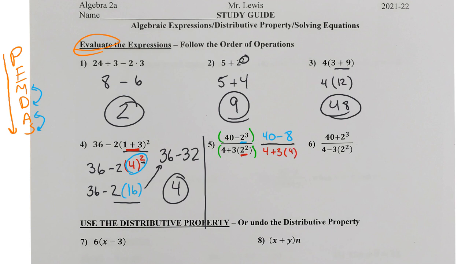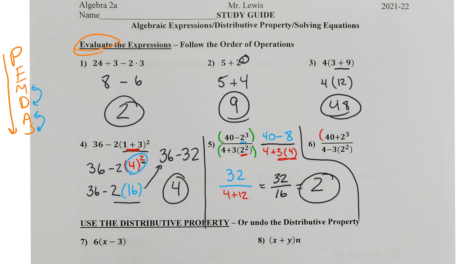Now I'm still just going to go back and look at the top. 40 minus 8, I'm allowed to do the subtraction. So I have 32. In the bottom, I'm doing 3 times 4 first. So I have 4 plus 12. So I end up with 32 all over 16, and that's going to simplify down into 2.